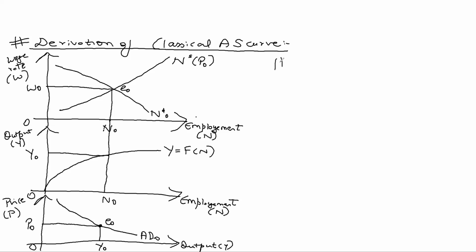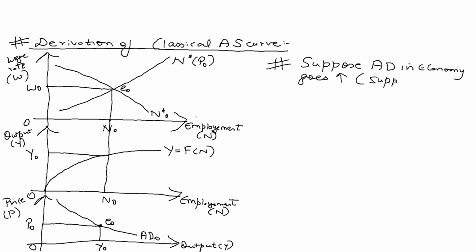Now, suppose aggregate demand in the economy goes up. Because of any factor, we can have it. Aggregate demand can go up because of any factor. Suppose G bar went up. All of us know an increase in G bar, government expenditure causes the aggregate demand curve to shift to the right.